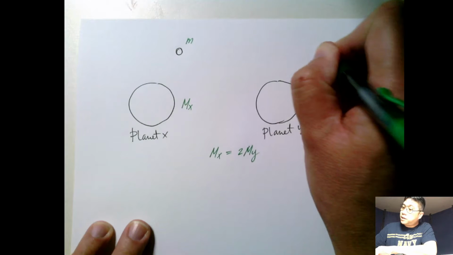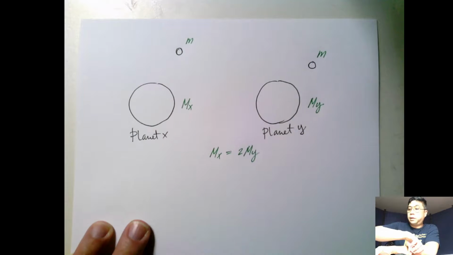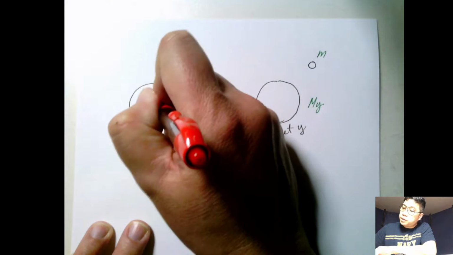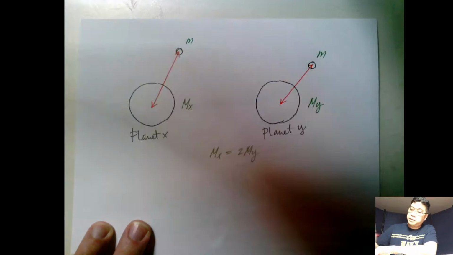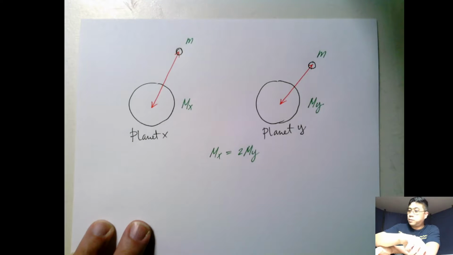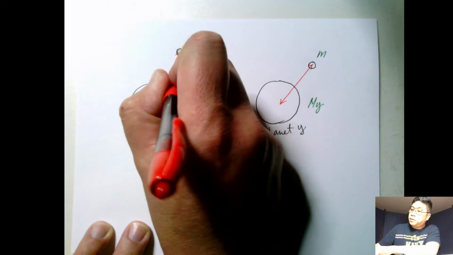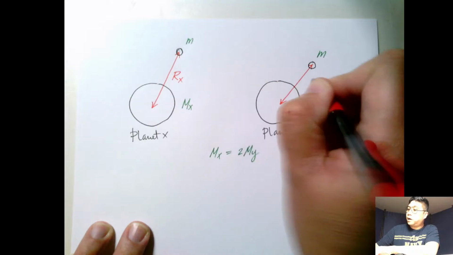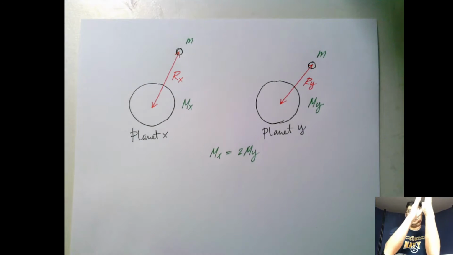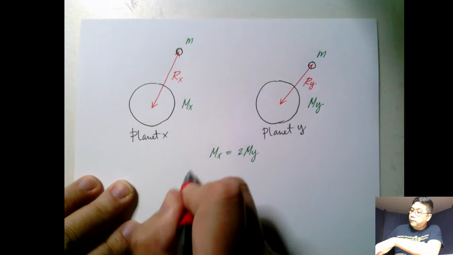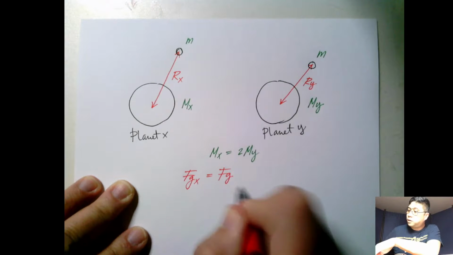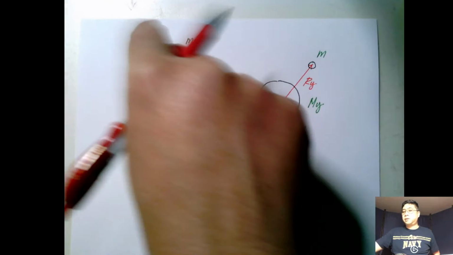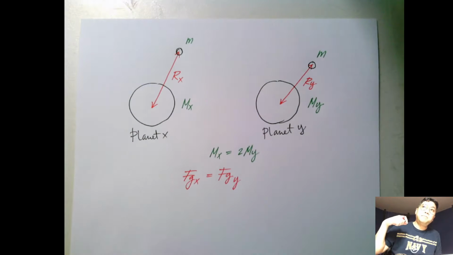Two identical satellites are orbiting around the planets, and this time the question is: what is the relationship of the distance between the satellite and the planet, the corresponding displacement, so this r, r of X and r of Y, what will be the relationship between those two, to make sure that F of g of X is the same as F of g of Y. So this time we want to make sure that the force of gravity between them is the same, okay?